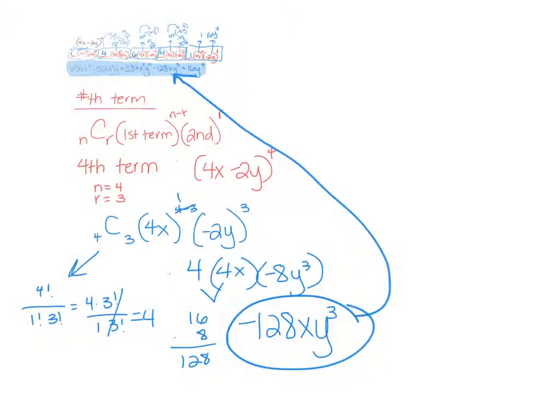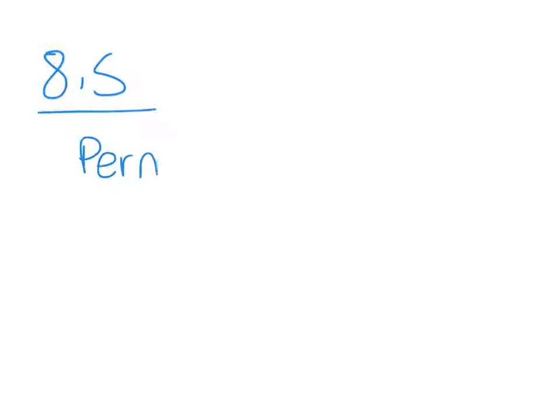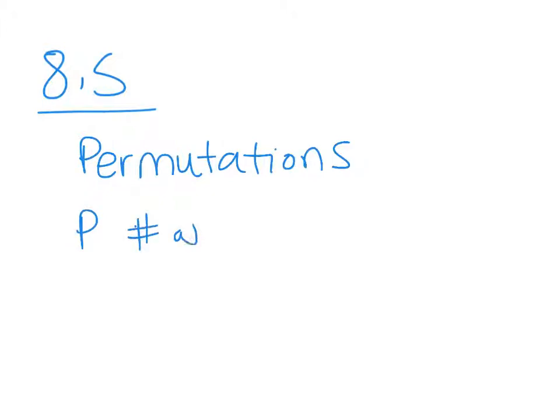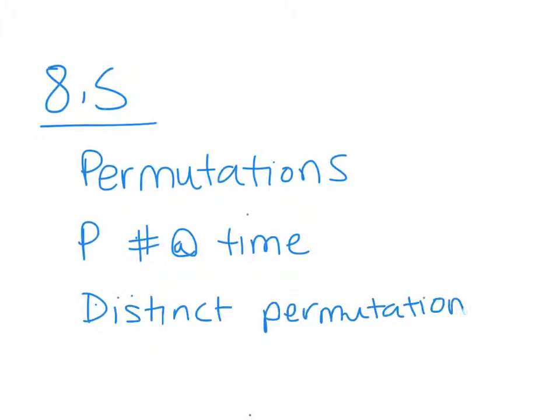Okay, and then 8-5 is where we were. So 8-5 is your simple counting. So this is permutations. This is permutations, a number at a time. This is distinct. And combinations.